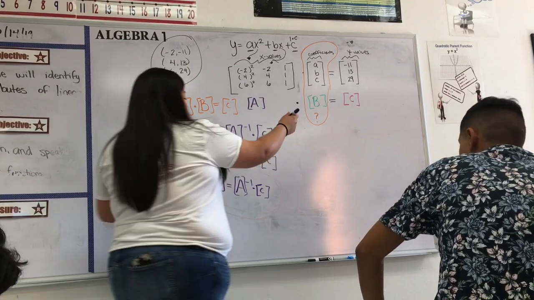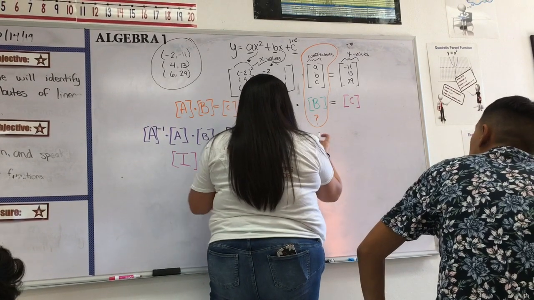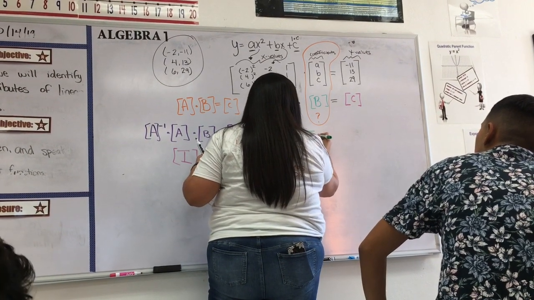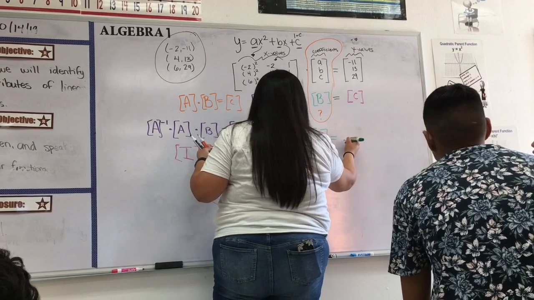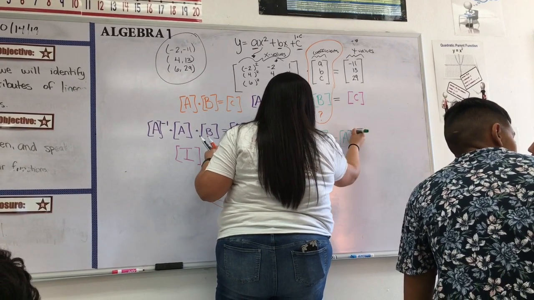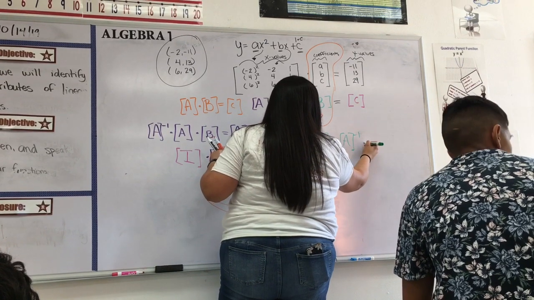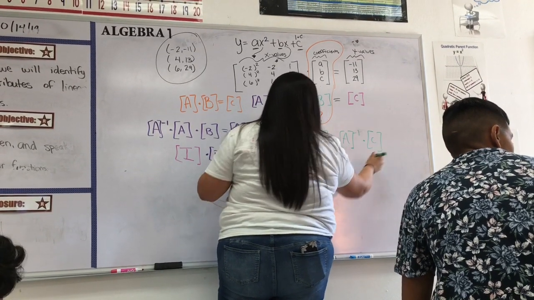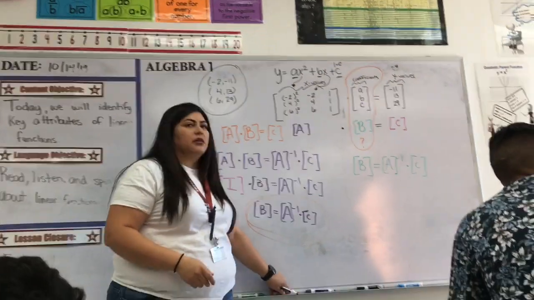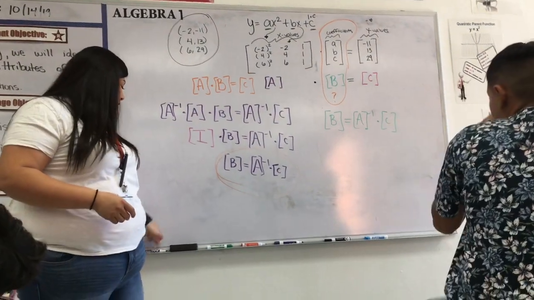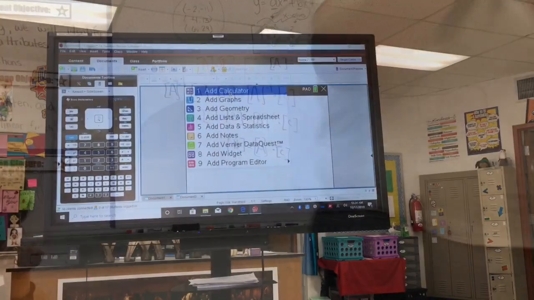So in order to find B, we need to do A inverse times C. Do you agree? All right, so this is when we're going to jump to our calculators. I don't know if you can record the screen, Marcela, but I'm going to jump to the calculator page.